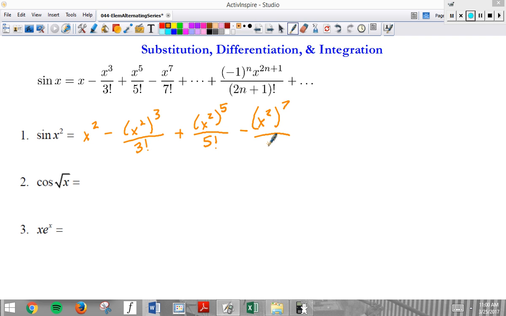The standard AP test uses almost always 4 non-zero terms and the general term. So negative 1 to the n, x squared to the 2n plus 1 over 2n plus 1 factorial. Plus ... As I mentioned in 7-5, without this and this, your answer will almost always lose a point. They're necessary for equality to hold.